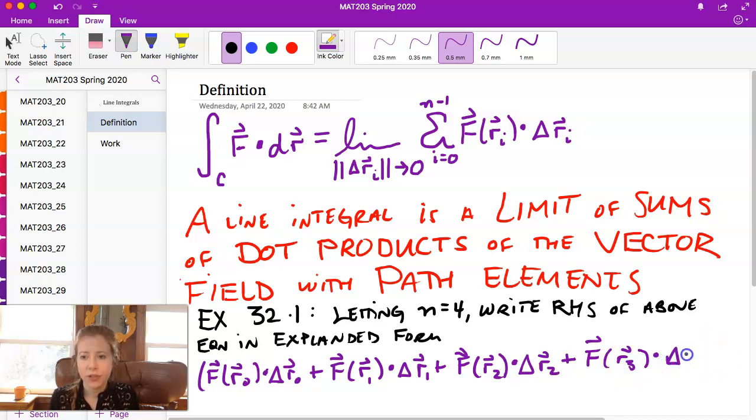And so we always start at our initial position, which is at time 0, because we're going up to n minus 1. So n is 4. So our max n here, n minus 1, is going to be 3. Okay.